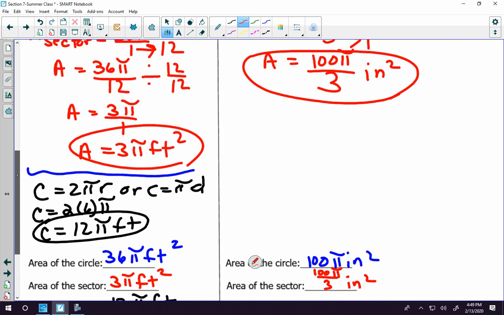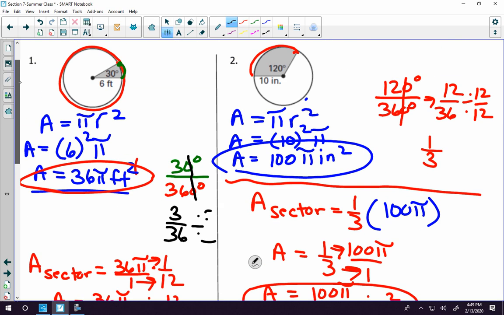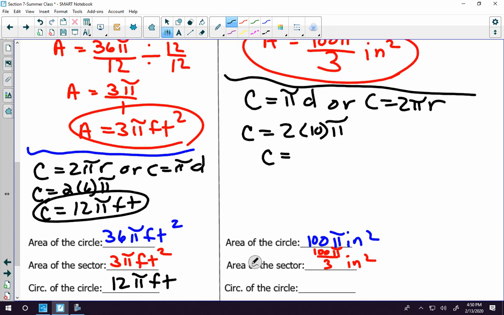Last but not least, how long the arc is, how long the circle is, circumference. It's going to be circumference equals pi d, or circumference equals 2 times pi r. Since they gave me the radius length, we're going to go with 2 times the radius, which is 10, so 20 pi. So how long is this circle? In length, 20 pi inches. So 20 pi inches around.